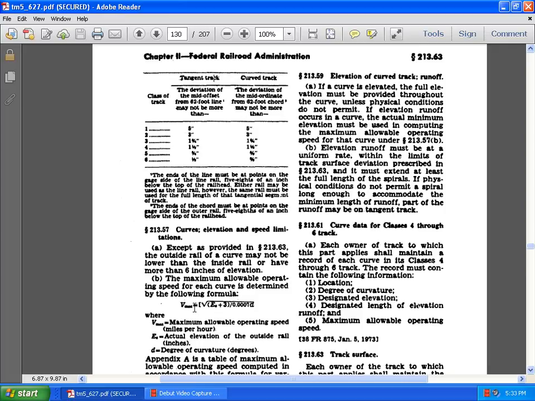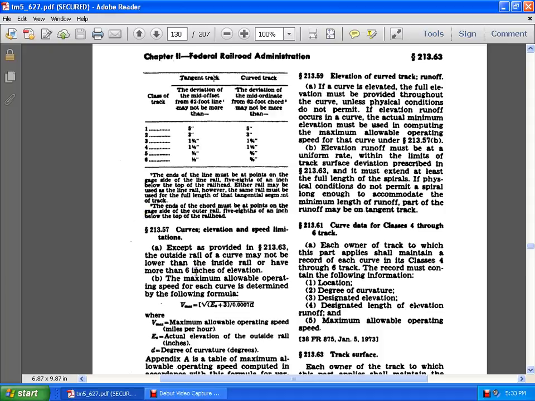213.57, curve elevation and speed limitations, except as provided by 213.63. The outside rail of the curve may not be lower than the inside rail, or have more than 6 inches of elevation. The maximum allowable operating speed of each curve is determined by the following formula: V max equals the square root of (E sub a plus 3) divided by 0.0007 D.